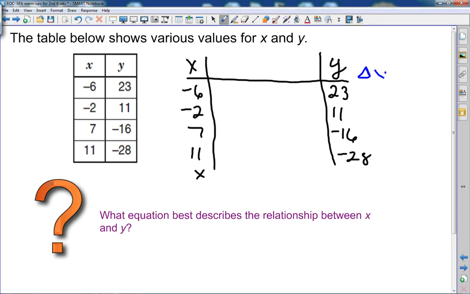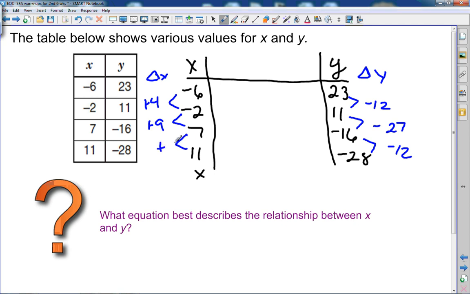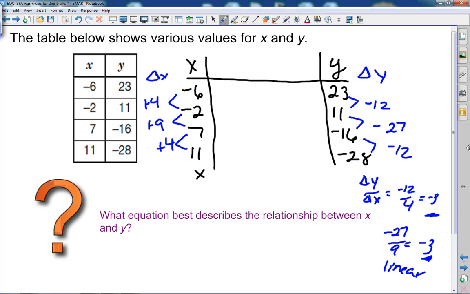So I've got delta y. The change in y right here is -12. The change right here is negative, what is that? That's 11. -27. This one right here is -12. Well, let's see, delta x plus 4, plus 9, plus 4, and I'm going to take delta y over delta x. I get -12 over 4, which is -3, -27 over 9, which is -3. All right, these are the same, so that means that my data is linear. What does linear mean? It means it makes a line. So my coefficient is going to go right here, -3, -3, all the way down.